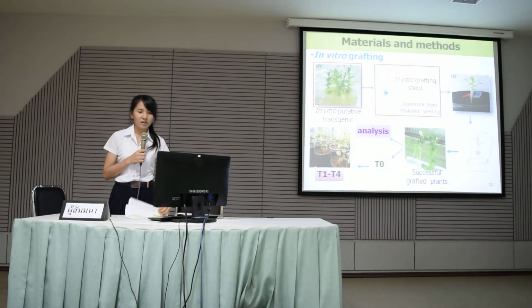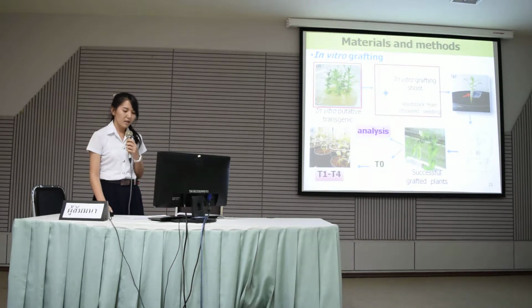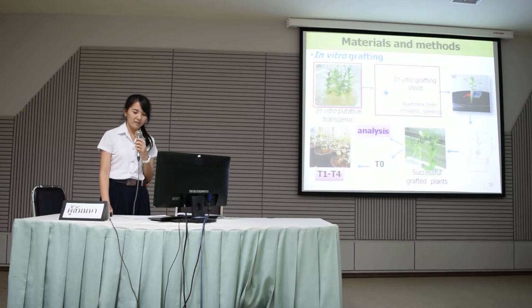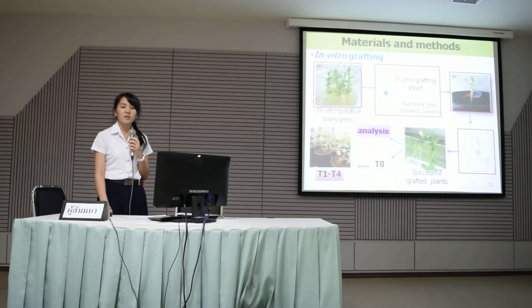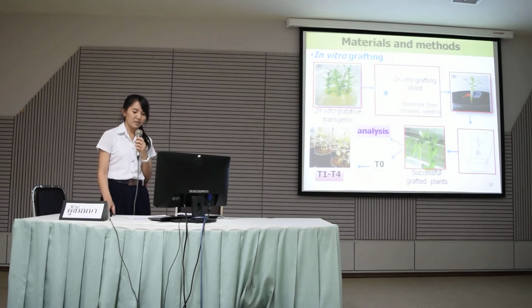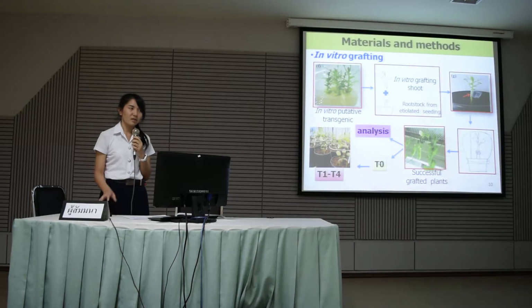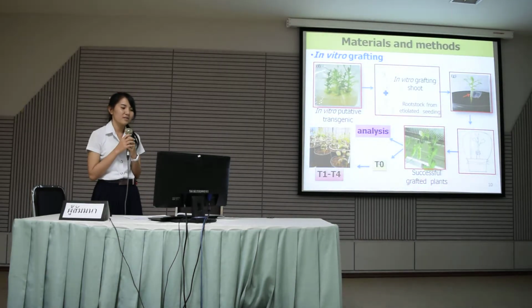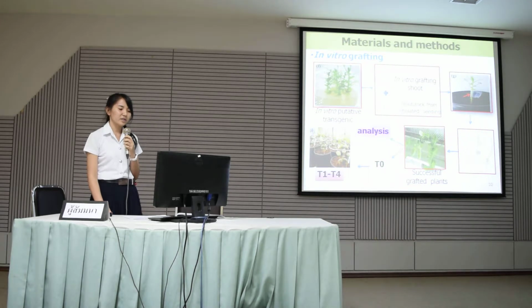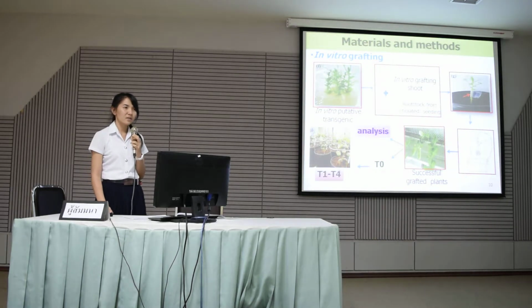and the arrow indicates the graft union with tape and covered with plastic. Finally, we get successfully grafted putative transgenic shoots to analyze and set generation zero, and use seed of generation zero to set generations 1 to 4.